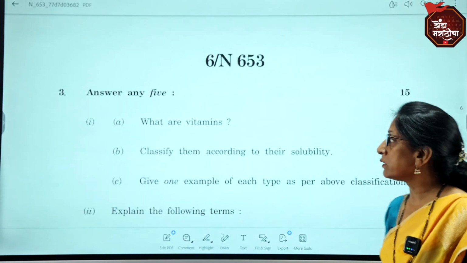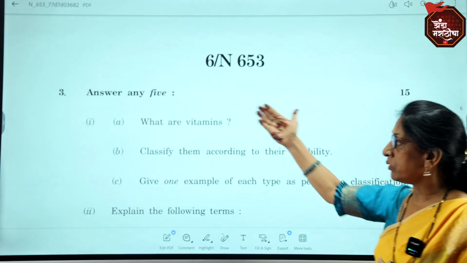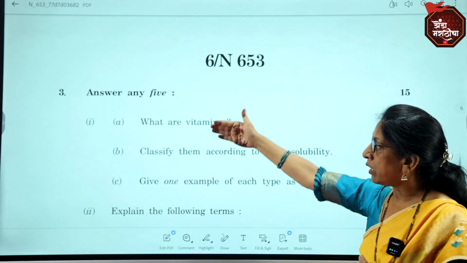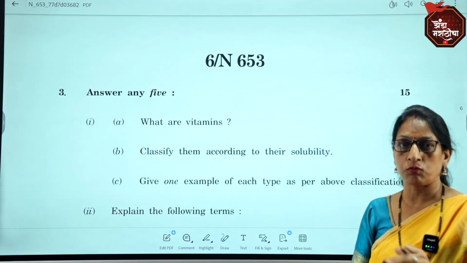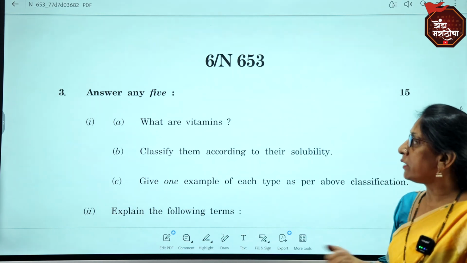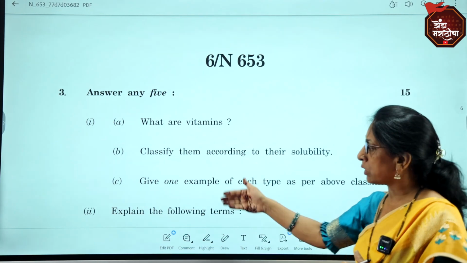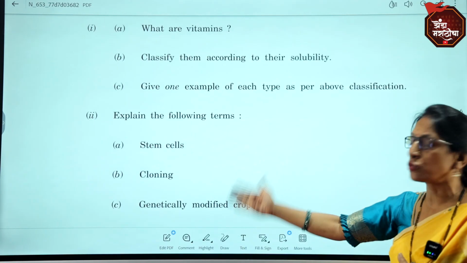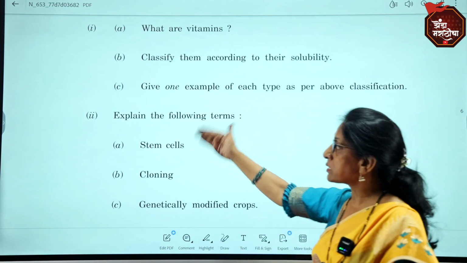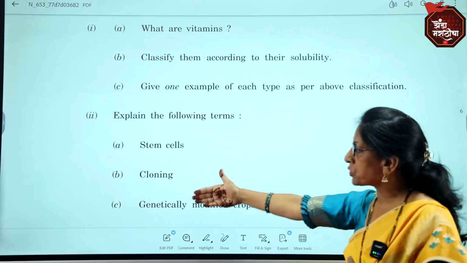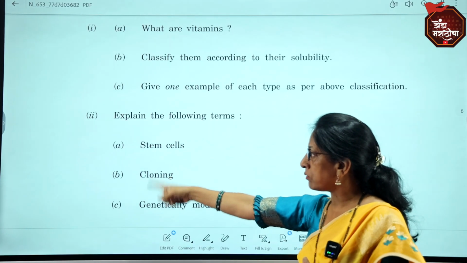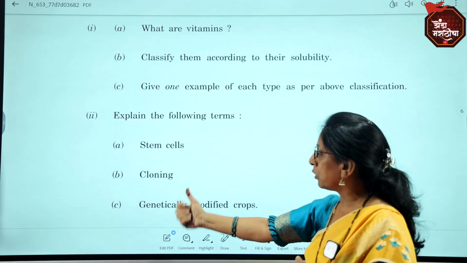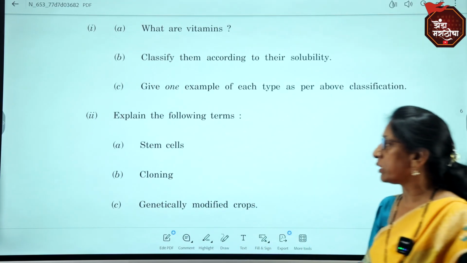So when you are writing this question, again you are given different numbers and patterns. Again you have to choose the question which you understand properly, and the question whose answer you are very confident about. And again in these sub questions, options are given. Like, explain the following terms: stem cells, cloning, and genetically modified crops.